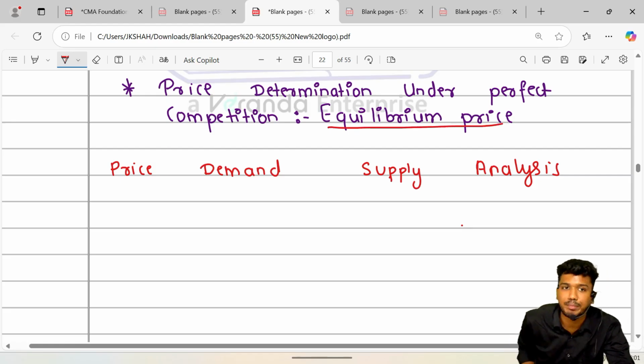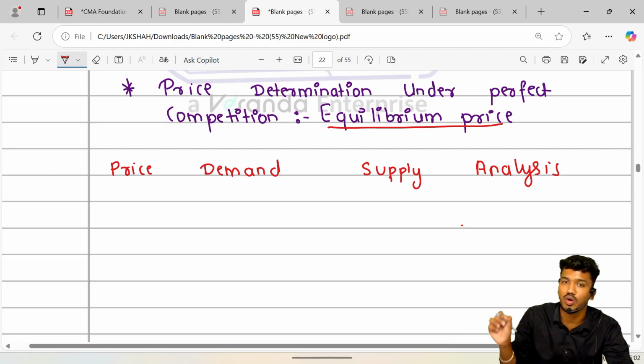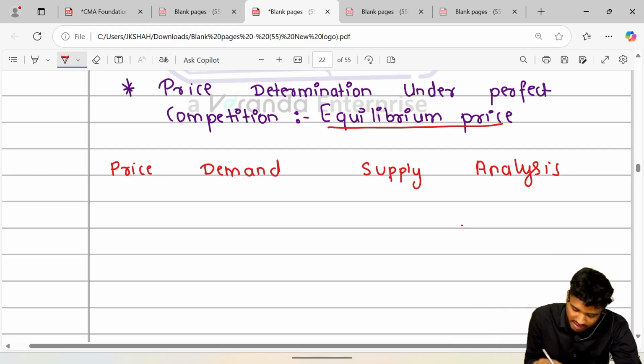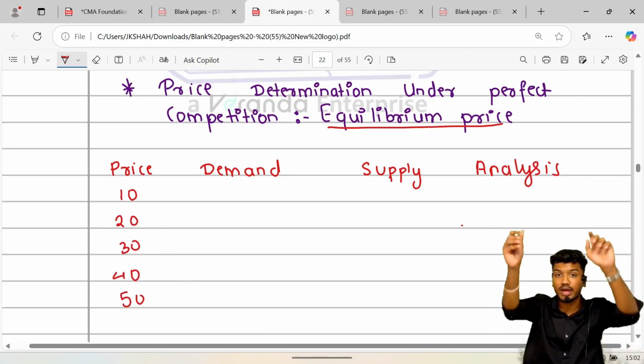The equilibrium price is that price where the demand and supply are exactly equal. At the price where the quantity demanded is exactly equal to quantity supplied, that price is called the equilibrium price. Example, rupees 10, 20, 30, 40, 50. Now guys, let's focus.